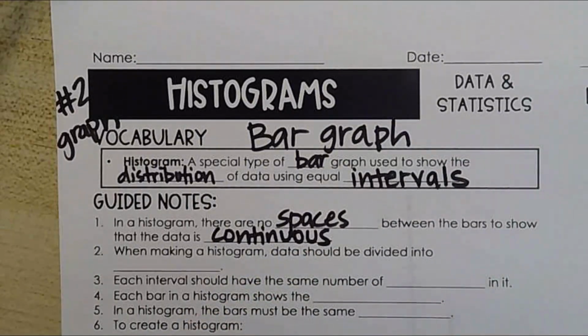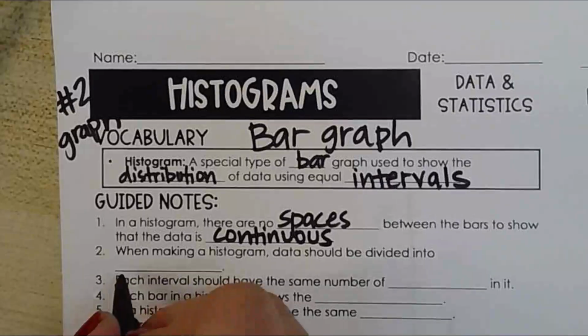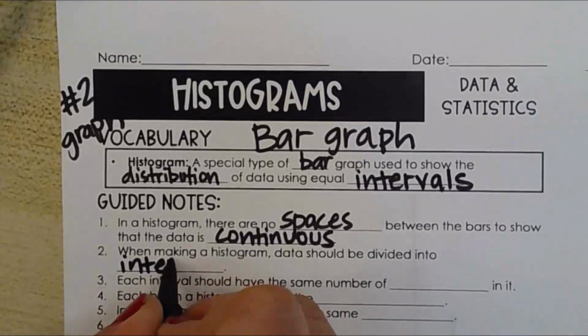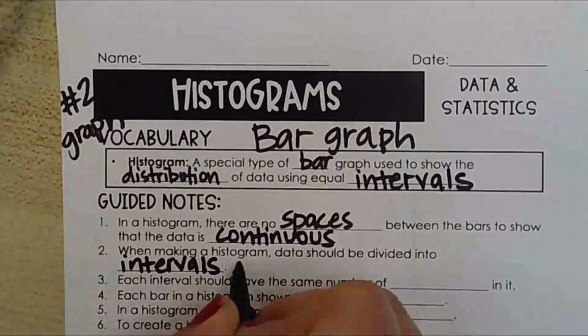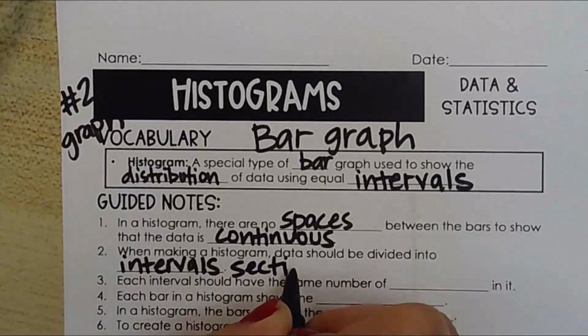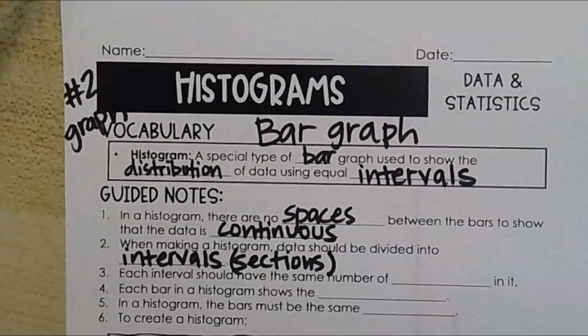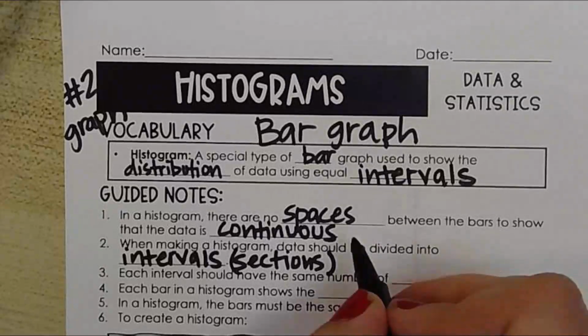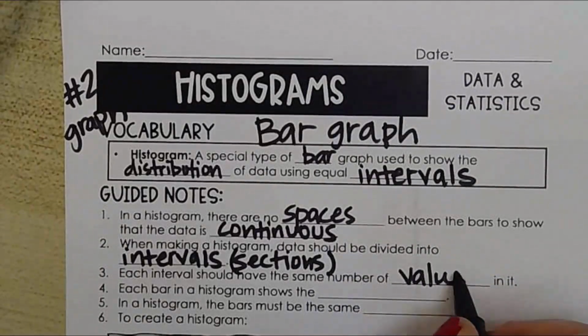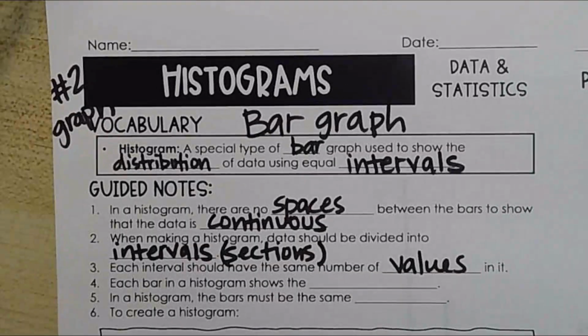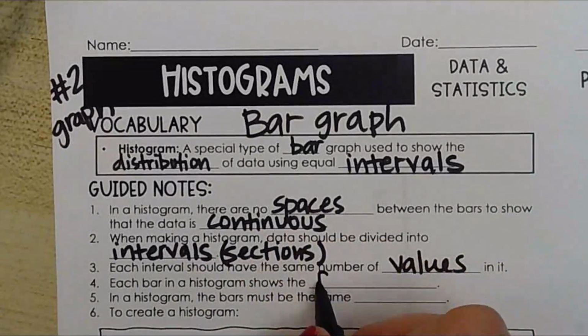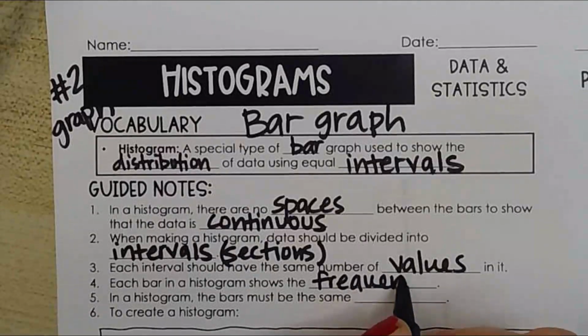And then when we make these histograms, the data needs to be divided into intervals. And remember, intervals means sections. I couldn't say intervals this morning for some reason. Each interval should have the same number of values in it. And then each bar in a histogram shows the frequency. And in a histogram, the bars must be the same width.